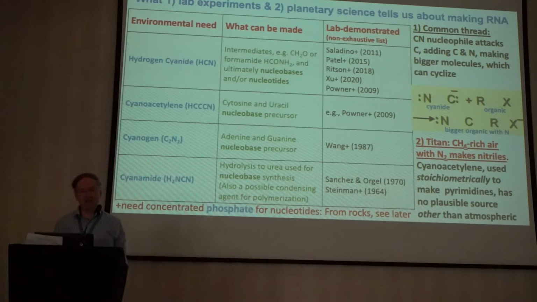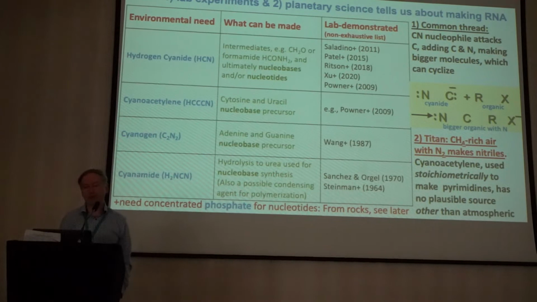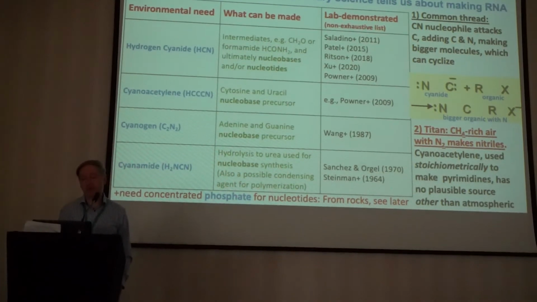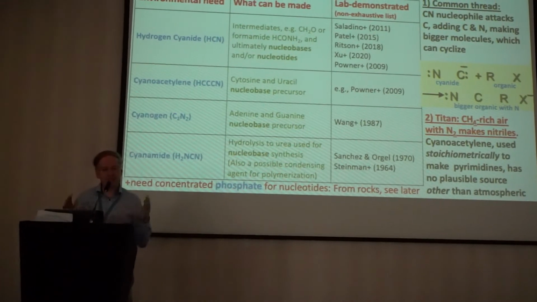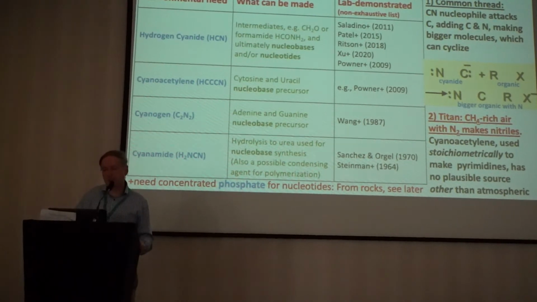And basically, all of these schemes that are reported in these various papers start with nitriles. So they have a CN group, like the simplest one being hydrogen cyanide. And the way this works is that cyanide is what's called a nucleophile, so it attacks a carbon in an organic species and basically adds the carbon and the nitrogen to that molecule. And you can do it again and again and again. That makes bigger and bigger molecules. If they become big, they can sometimes spontaneously cyclize, so they make the rings that you need for the nucleobases.